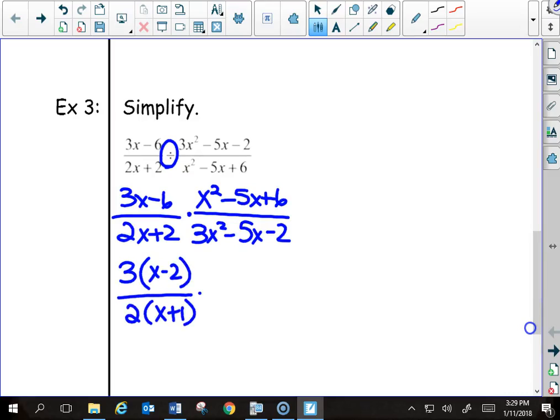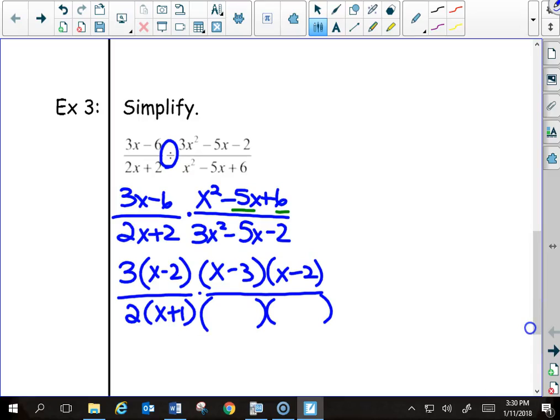Two numbers that will multiply to give me 6 and add or subtract to give me -5. That's going to be 2 and 3. Yep. So x minus 3, x minus 2. I was thinking at the beginning of 1 and 6, but it's easy to get those two backwards because the numbers are so close to each other. Now on the bottom, that's a little bit trickier.